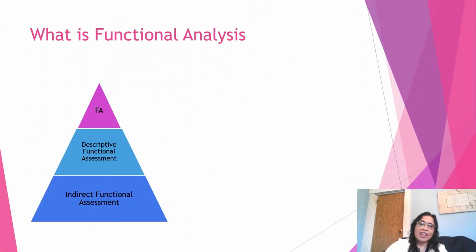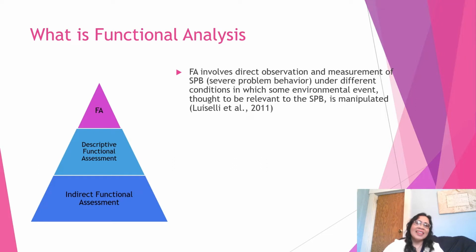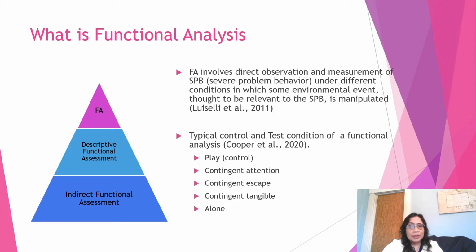The FBA hierarchy showed that functional analysis, or FA, is part of FBA. Henley 2017 stated that these three types are all functional assessment. The term functional analysis is employed only when some aspect of the environment is systematically altered while problem behavior is being directly observed. The traditional environmental conditions employed in functional analysis are attention, escape, and tangible. The alone condition is to assess for automatic sensory. The play condition is the control condition.